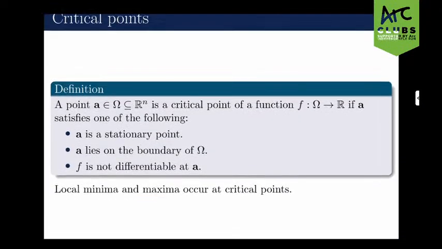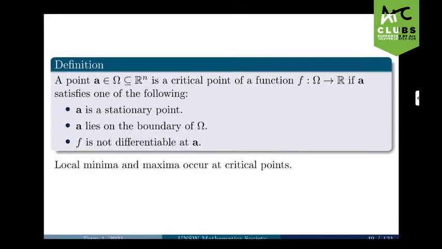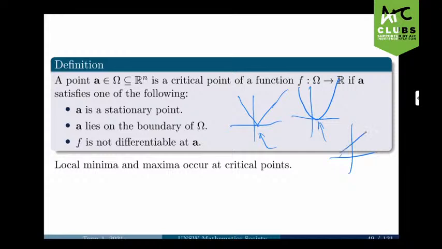Right, critical points. A point is a critical point if it satisfies one of the following: it's a stationary point, it's a boundary point, or f is not differentiable at that point. Again, same as in one variable. Say that's the value of x, then this would be a critical point. Say I have y equals x squared, that would be a critical point because it's a stationary point. Or if I define my function so it's between here and here, then those are my critical points. So maximum and minimum must occur at one of these.